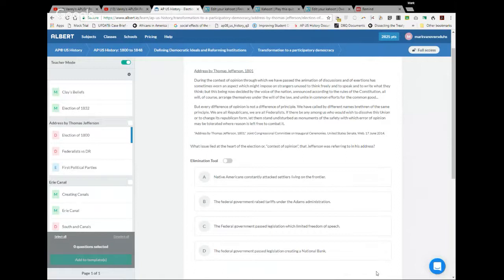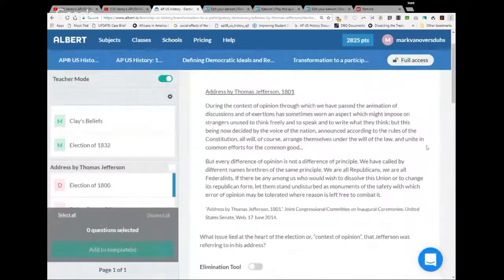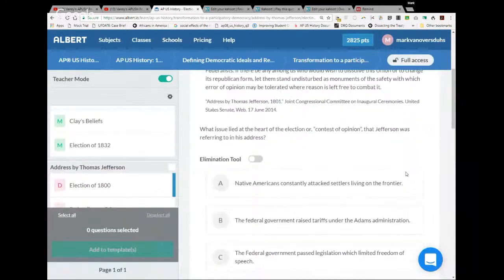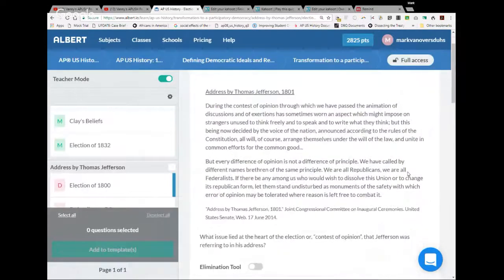So what issue lied at the heart of the election or the contest of opinion that Jefferson was referring to in his address? The Native Americans constantly attacking settlers living on the frontier. I can zoom in a little bit, yes. So here's, first of all, the stimulus. Let's take a look at this.